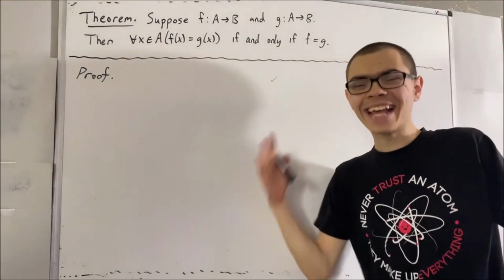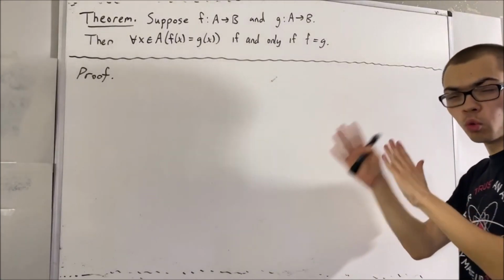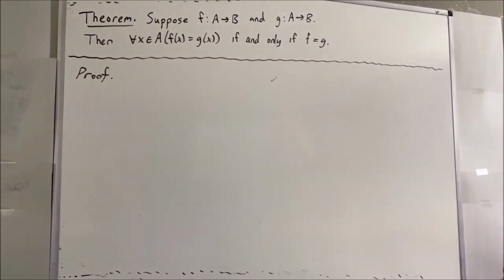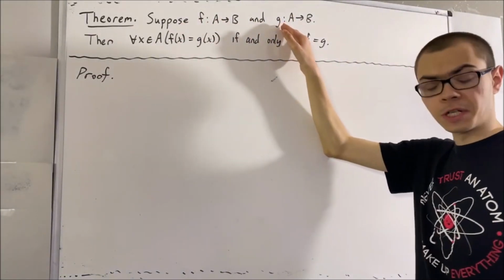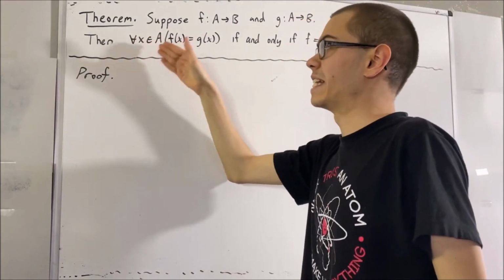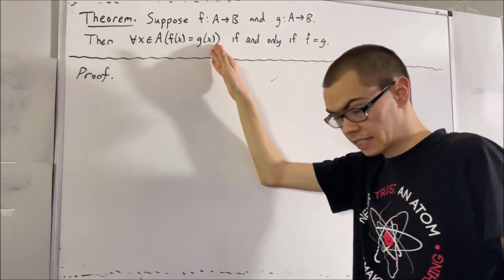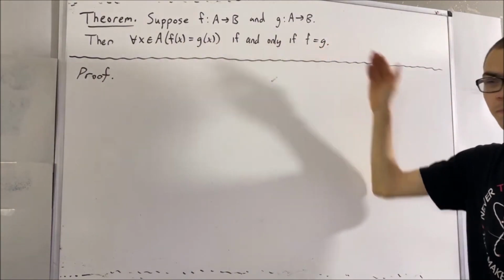Hello! In this video, we're going to prove the theorem regarding equivalent functions. So here's how it goes. Suppose f and g are both functions from A to B. Then, for every x in A, f of x equals g of x, if and only if f and g are equal to each other.